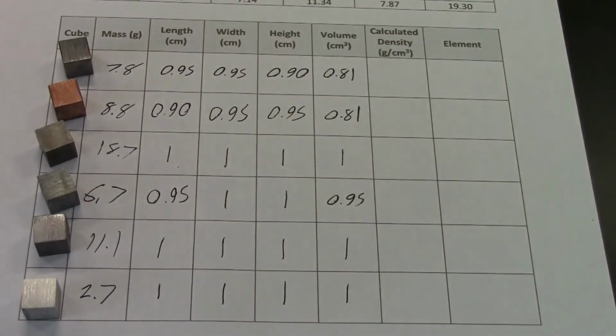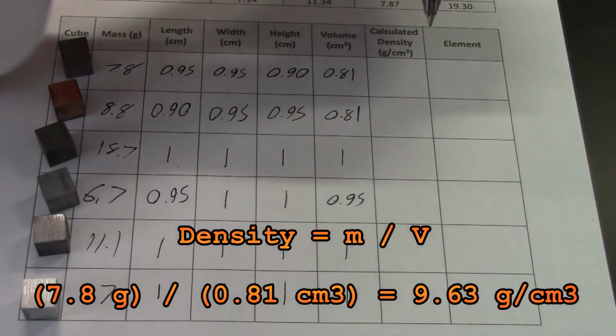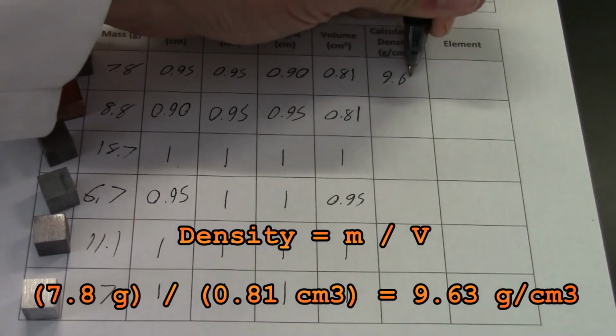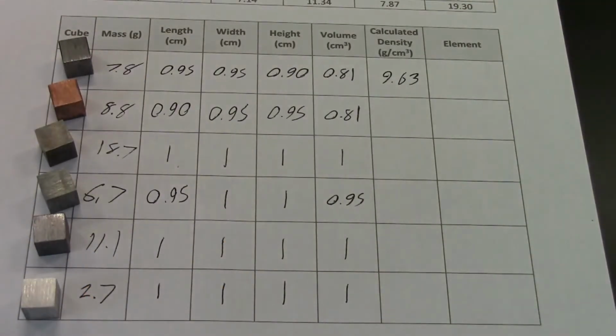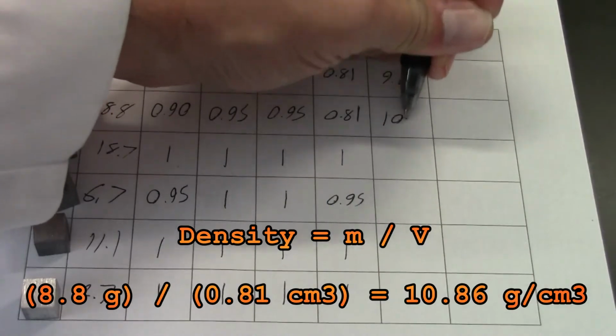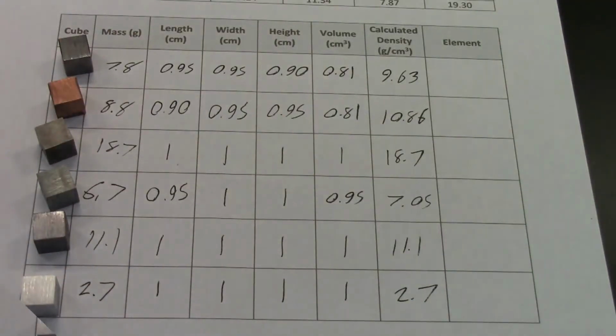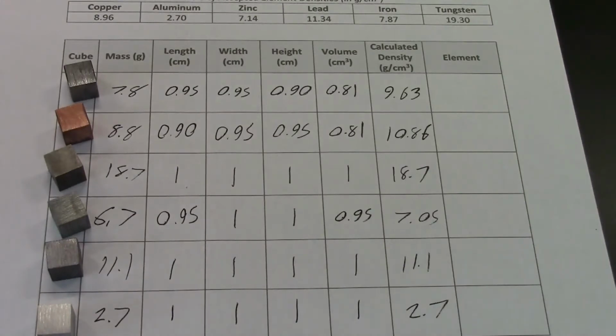So for the first cube here, we've got 7.8, and I'll divide that by 0.81, and we get 9.63. Second cube, 8.8 divided by 0.81. We've got 10.86 and 2.7.